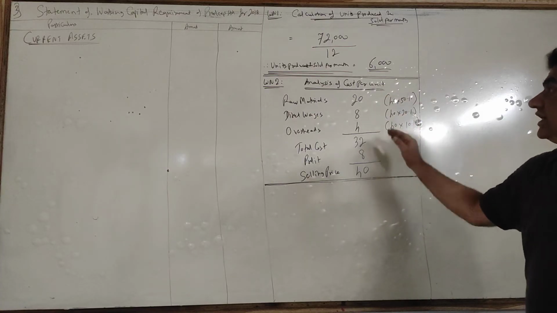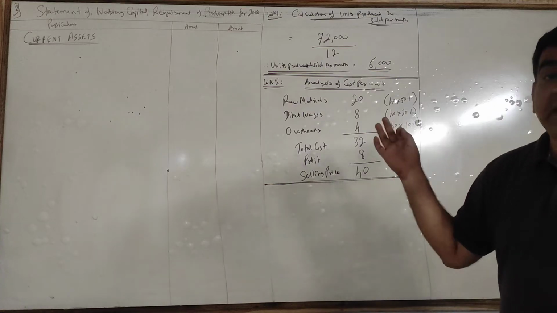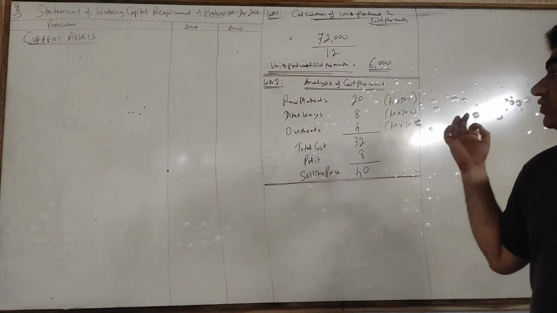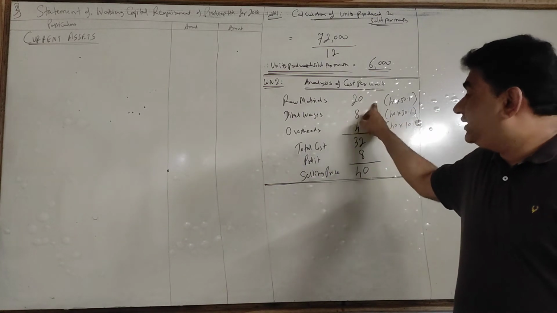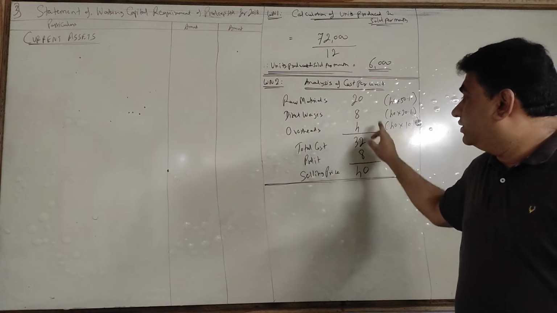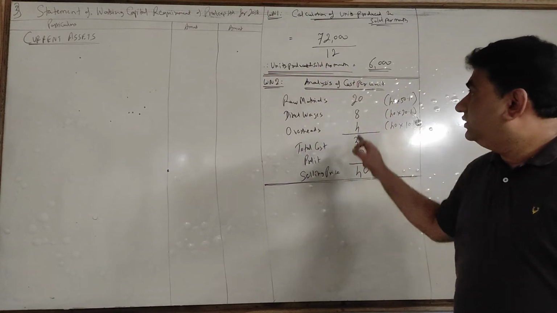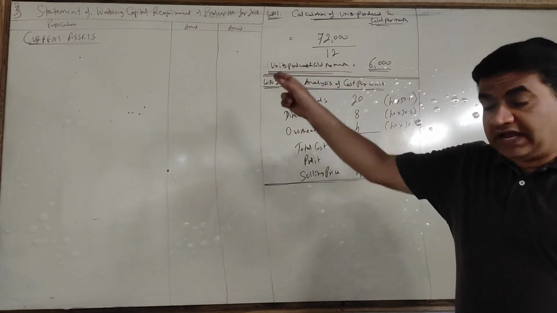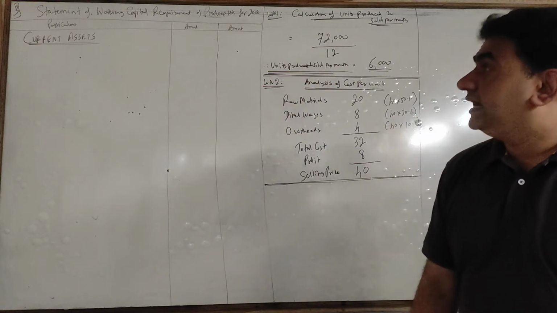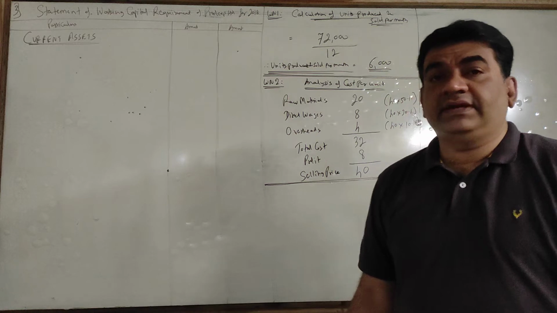So we make the statement of analysis of cost per unit. When I produce my goods, each unit of raw material will cost me 20 rupees, wages 8, overheads 4, total cost 32, profit. Now on the basis of these two working notes, I can proceed further and get my current assets, also the current liabilities.